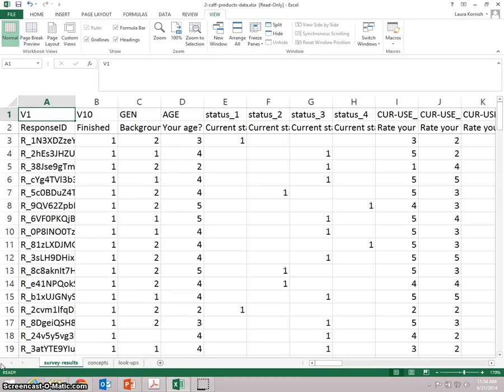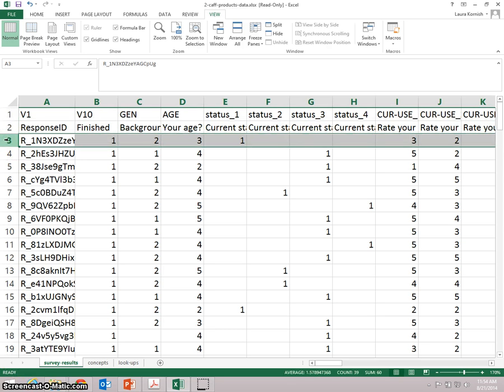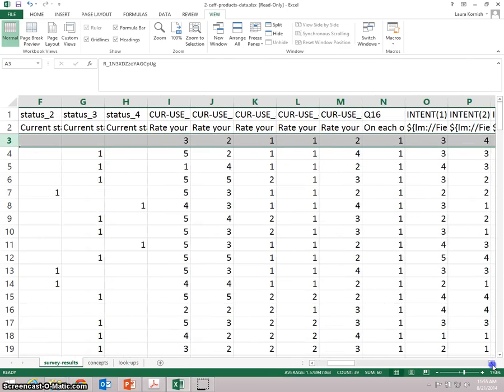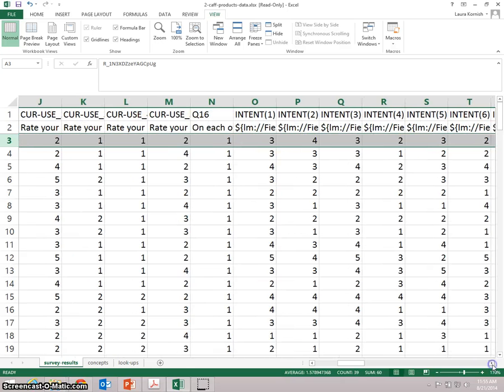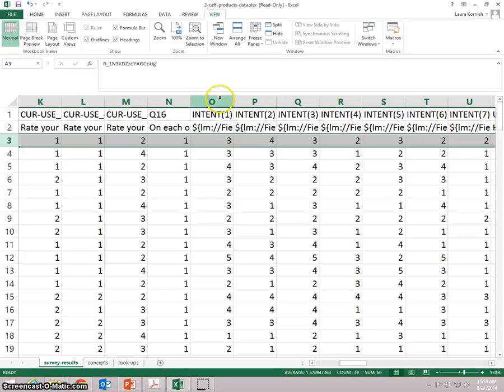Here's our data from the caffeinated concept testing. Remember that each row contains the responses of one person, and each column contains the responses for one question. Let's look at the responses to the purchase intent questions for the seven concepts.